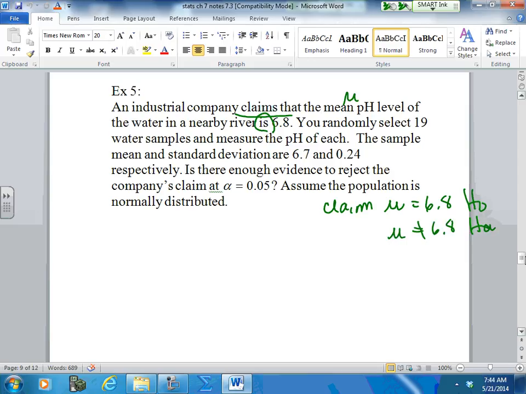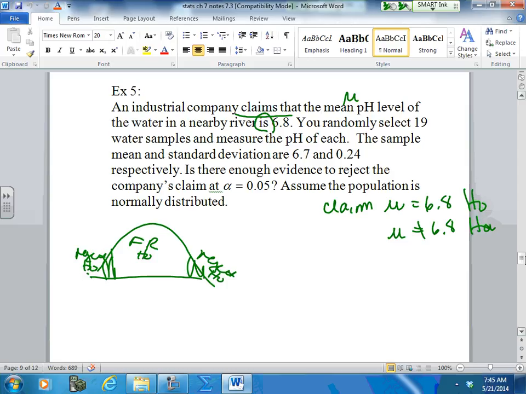Good. So what tail test do we have? Two-tail test. So right away, let's sketch and label your two tails. Reject H0 in both of your tails. And fail to reject. Remember the reject H0 has these small errors, so that's got to be the smaller part of your curve.